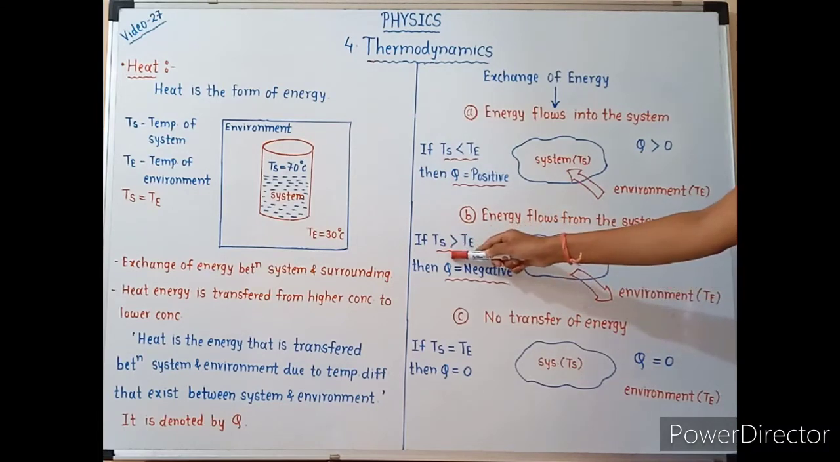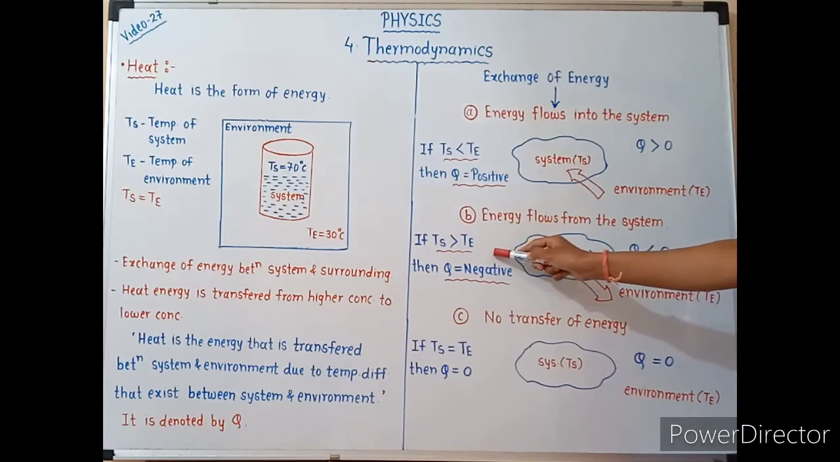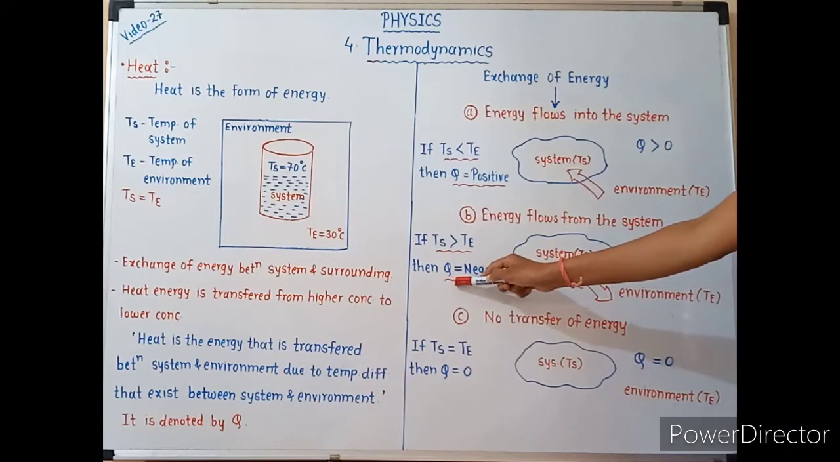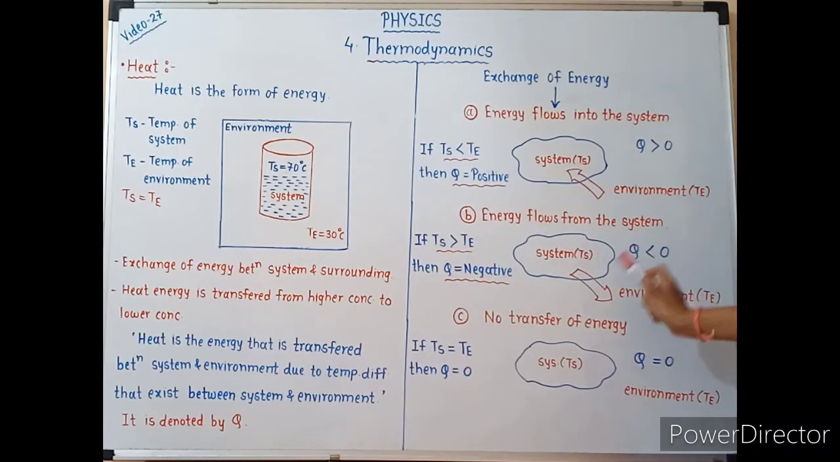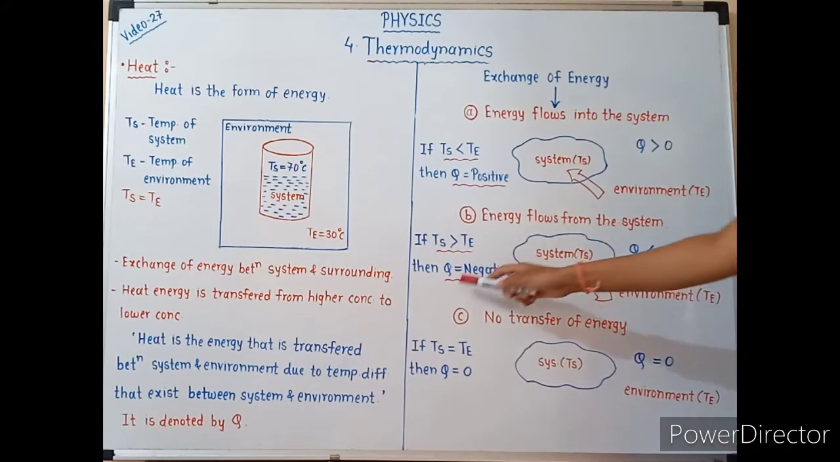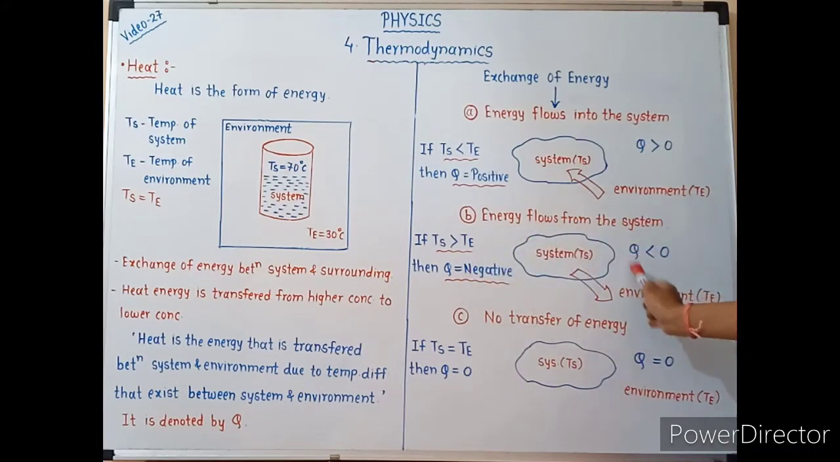If Ts is greater than Te, that means the temperature of the system is greater than the temperature of the environment, then the energy transferred between system and environment is always negative. That is, Q is less than 0. As energy flows from the system, the energy transferred is always negative.